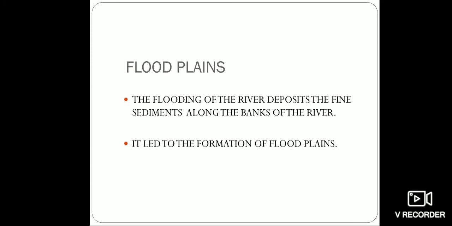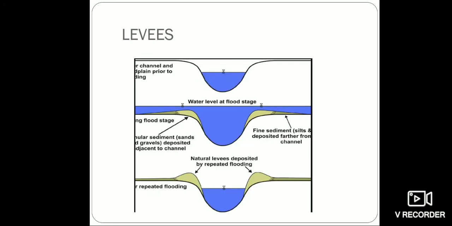Now we are going to talk about floodplains. Whenever a flood occurs, the flooding of the river deposits fine sediments along the banks of the river, which leads to the formation of floodplains, which are highly fertile. Next is levees. What are levees? Whenever a flood occurs, at both the banks of the rivers, the finer sediments get deposited and they make a wall-like structure which is known as natural levees. As you can see, these are the natural levees. These are the wall-like structures developed after the occurrence of floods.